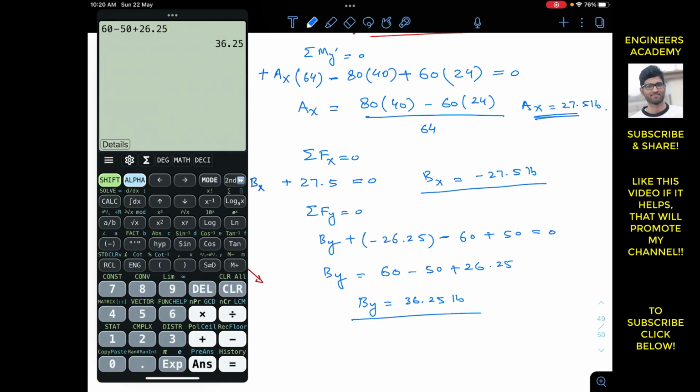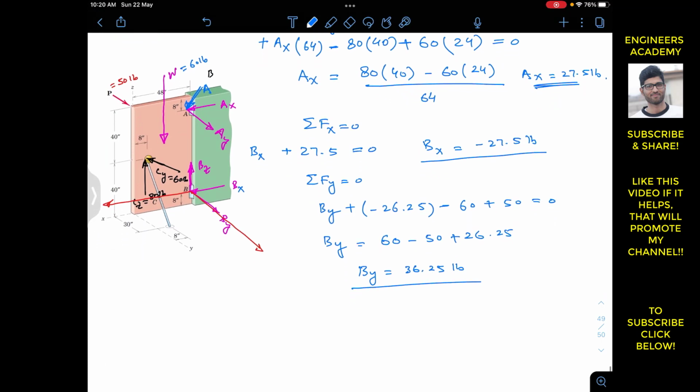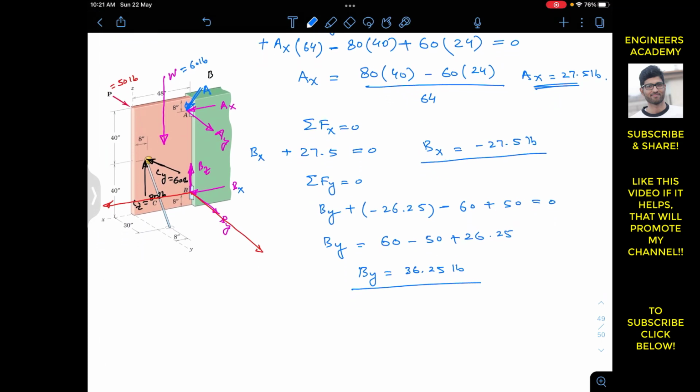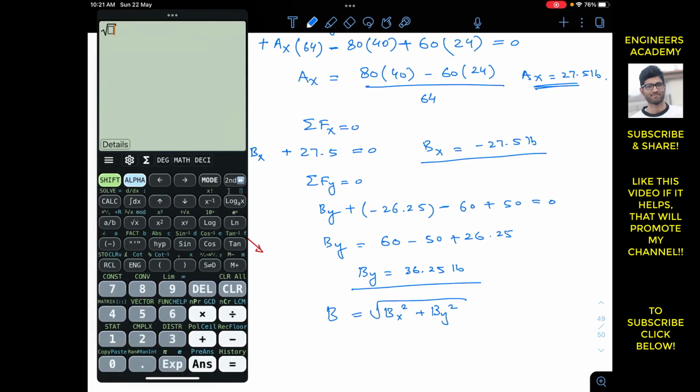So By equals 36.25 pounds. So now the horizontal reaction at B, that is the reaction at B acting in the xy plane, the magnitude of that will be equal to Bx square plus By square under the square root. So now we know Bx is 27.5 square plus By, which is 36.25 square. This gives us B equals 45.5 pounds, and remember that it is acting in the xy plane.